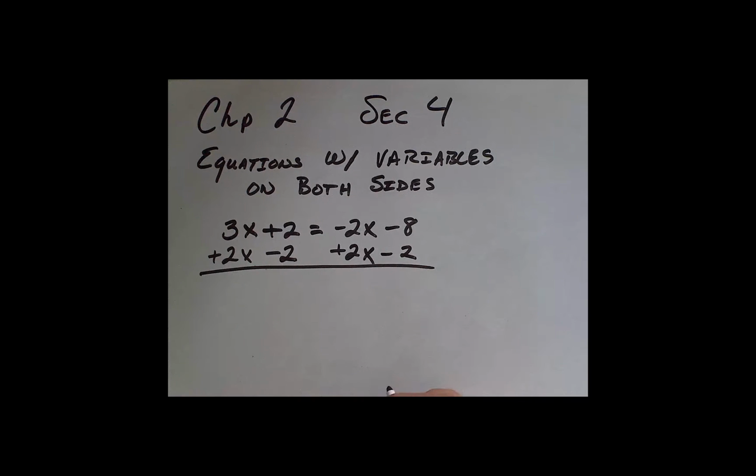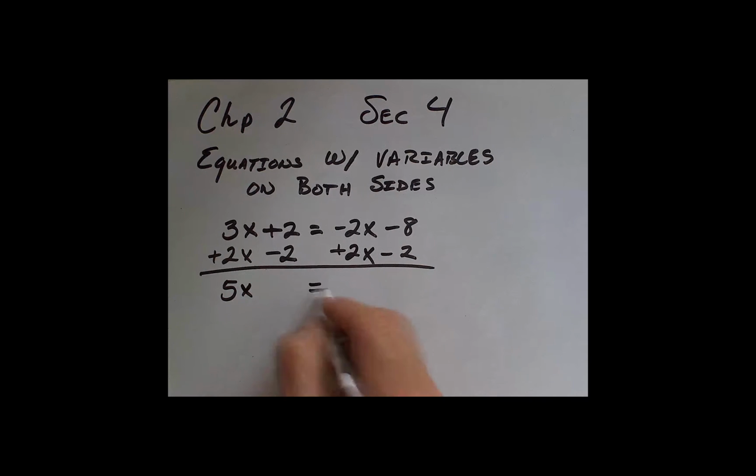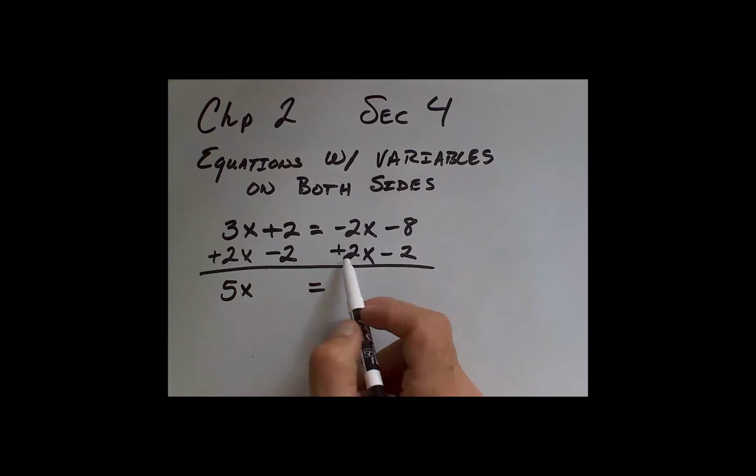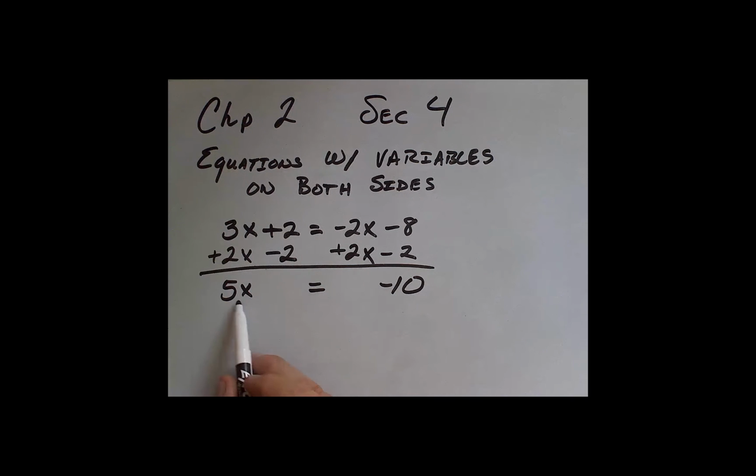Now we can do the arithmetic on this. 3x plus 2x is 5x. Plus 2 minus 2 is 0. We can just leave that. We bring our equal sign down. Minus 2x plus 2x is 0. And a minus 8 minus 2 is a minus 10. Now, if you've taken a look at what's happened, we took an equation of 3x plus 2 equals minus 2x minus 8, and we condensed this equation down to 5x equals minus 10.